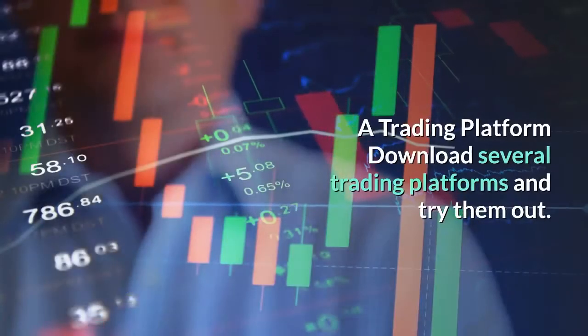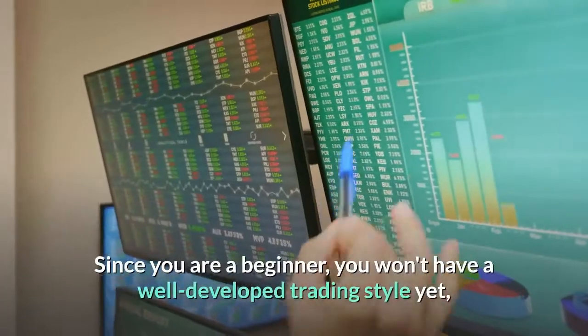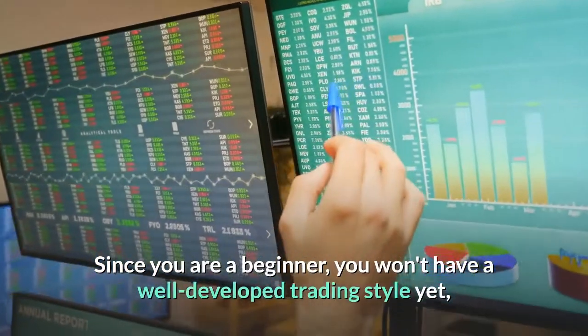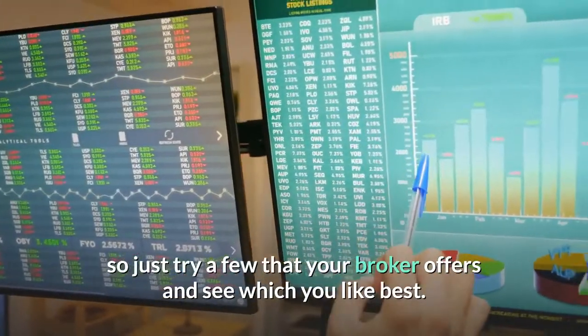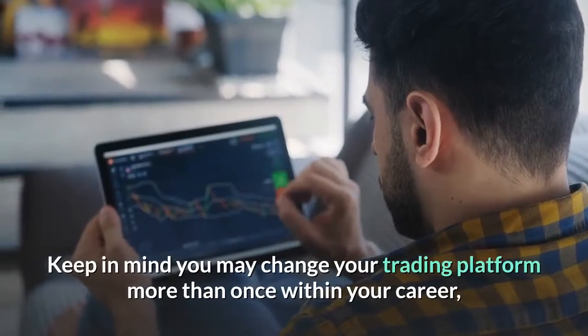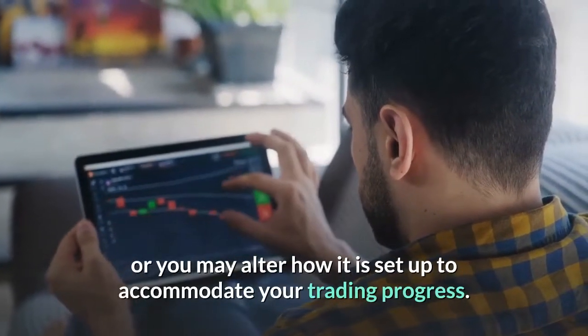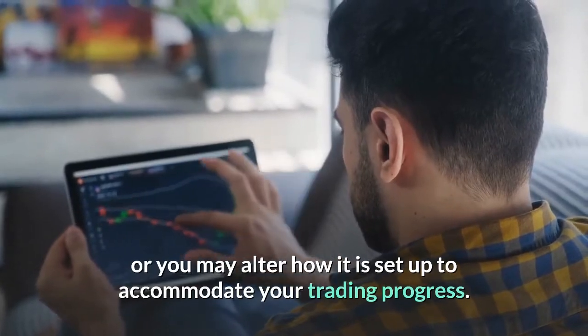A trading platform. Download several trading platforms and try them out. Since you are a beginner, you won't have a well-developed trading style yet, so just try a few that your broker offers and see which you like best. Keep in mind you may change your trading platform more than once within your career, or you may alter how it is set up to accommodate your trading progress.